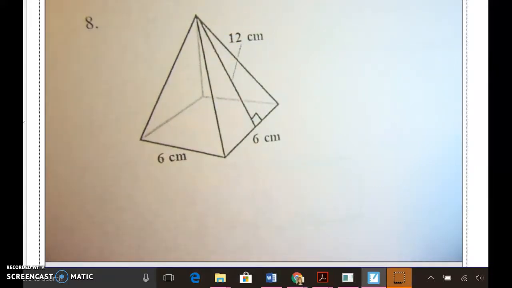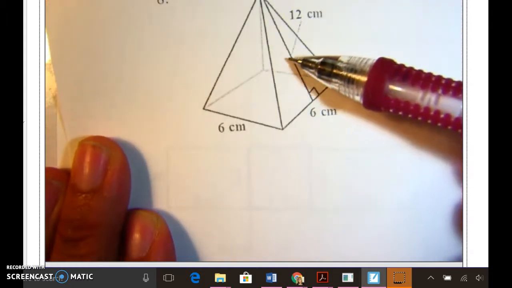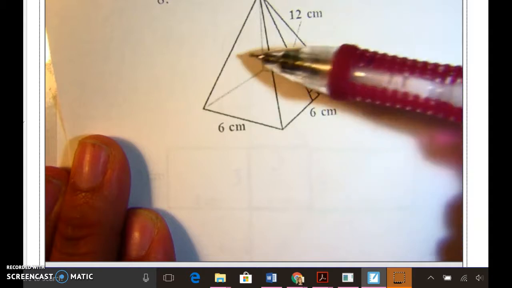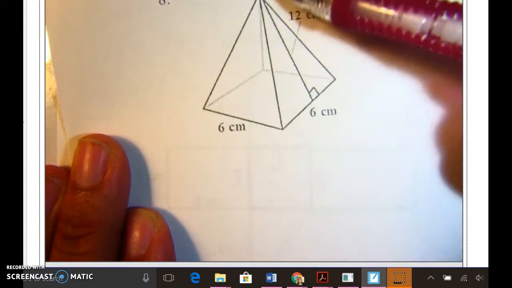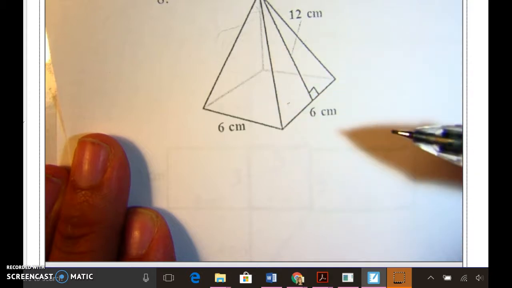Okay, we're on the last page now. We're still doing what we did on 6 and 7. We're drawing a net. You have to name it, draw the net, and find the surface area. So if you have something that is surrounded by triangles, it's a prism. Sorry, it's a pyramid. Pyramids are surrounded by triangles, and then it's named by the base.